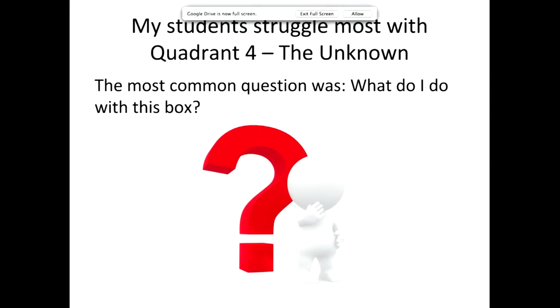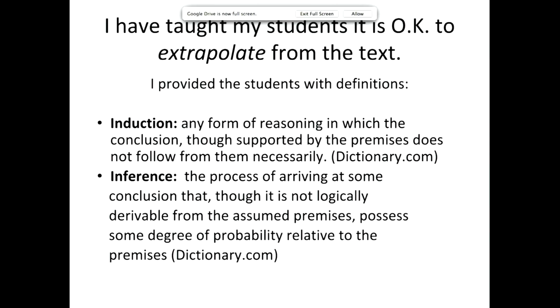As we worked with Johari Windows in my classroom, I found my students struggled most with quadrant 4, the unknown. The most common question for my students is, what do I do with this 4th box in Johari Windows? I taught my students it's okay to extrapolate from the text. So I provide the students with some definitions.